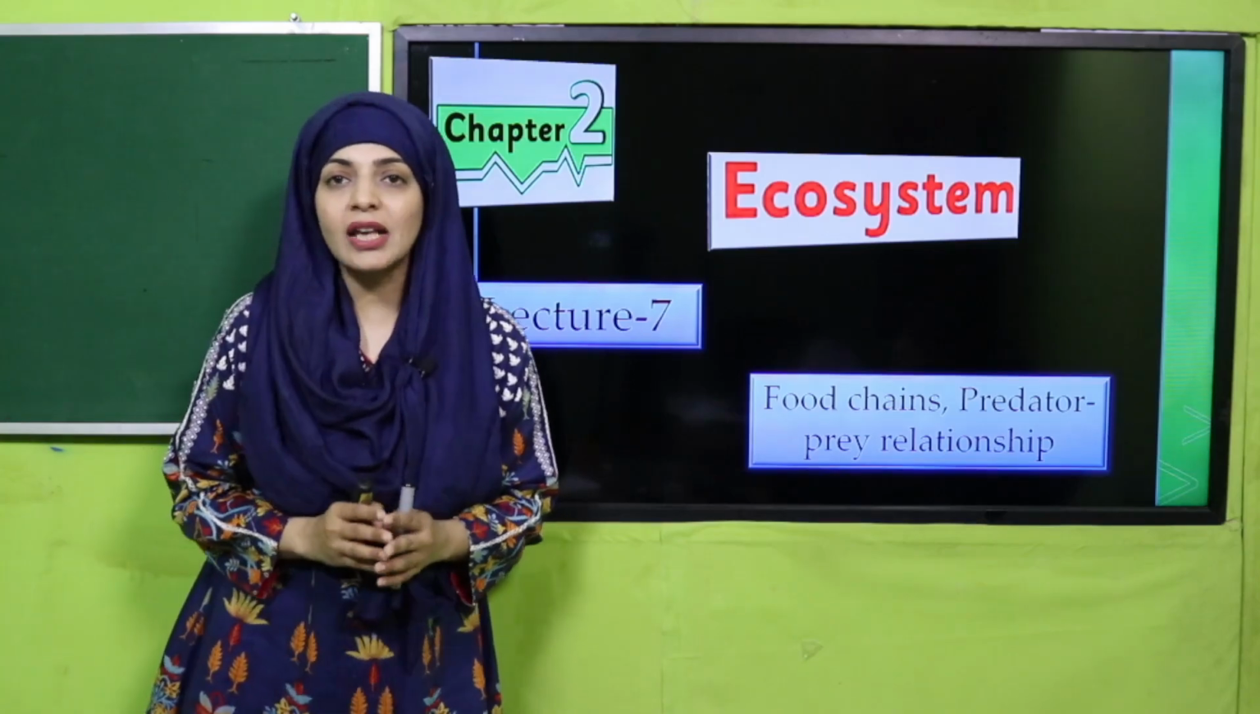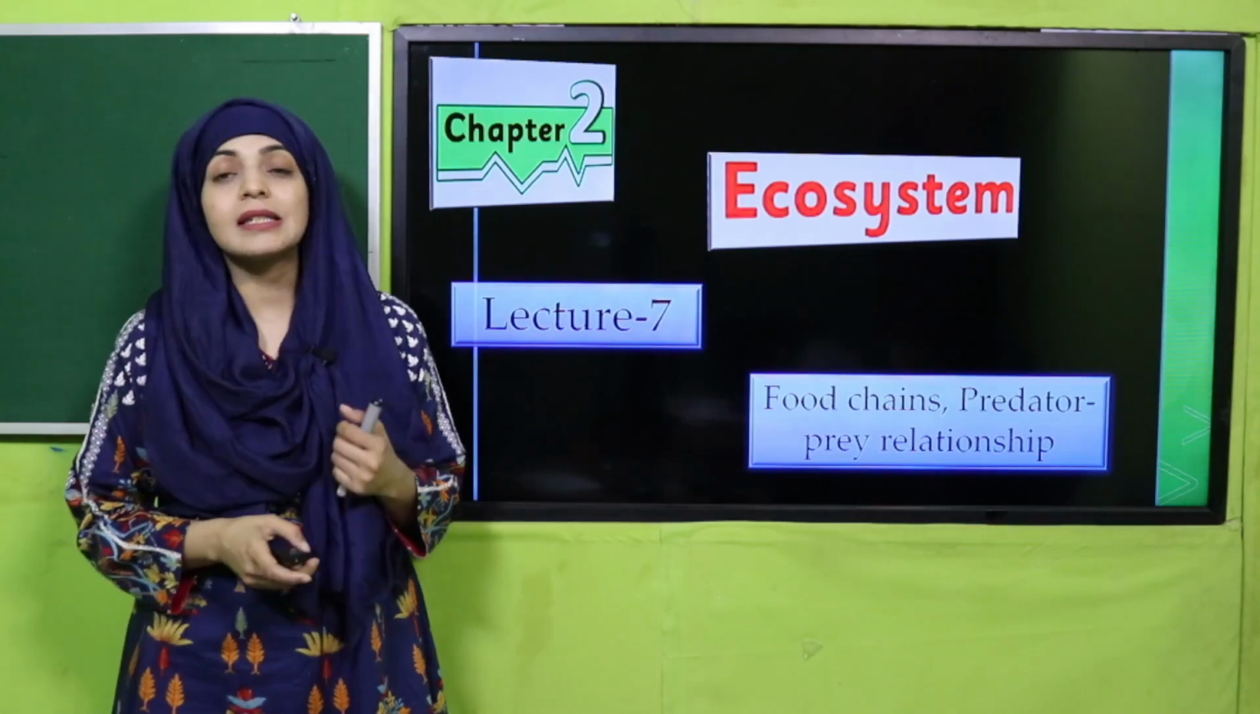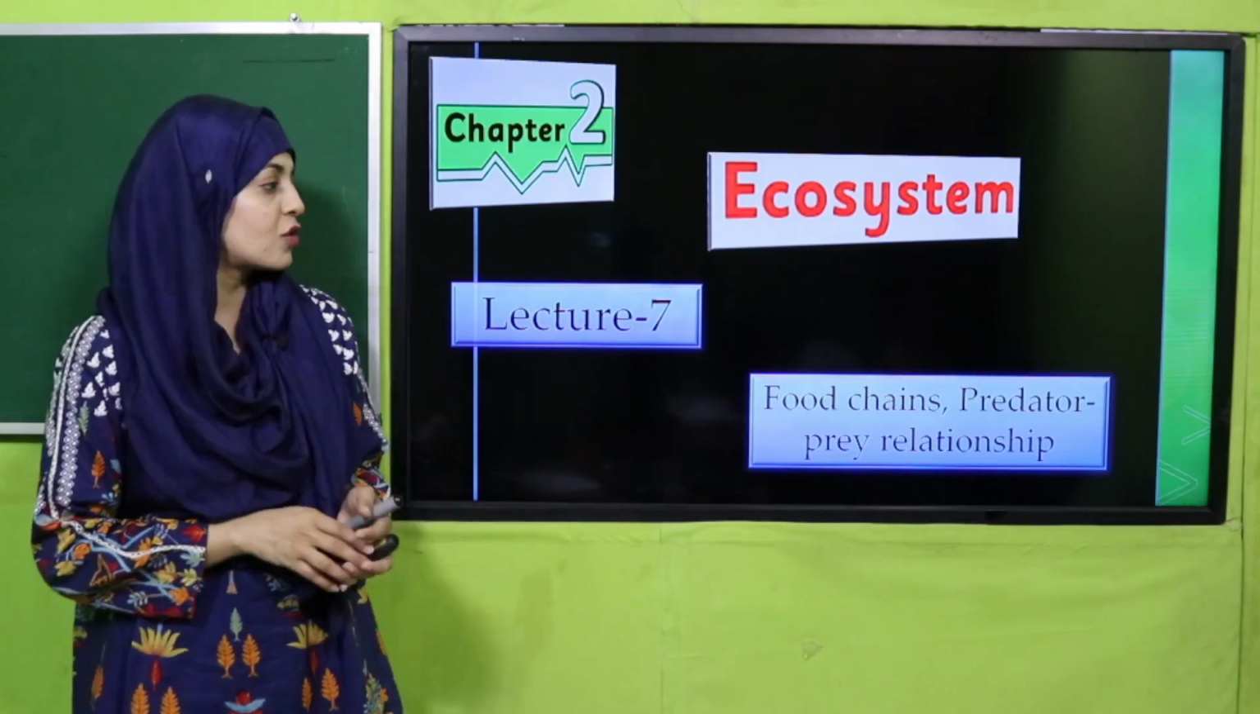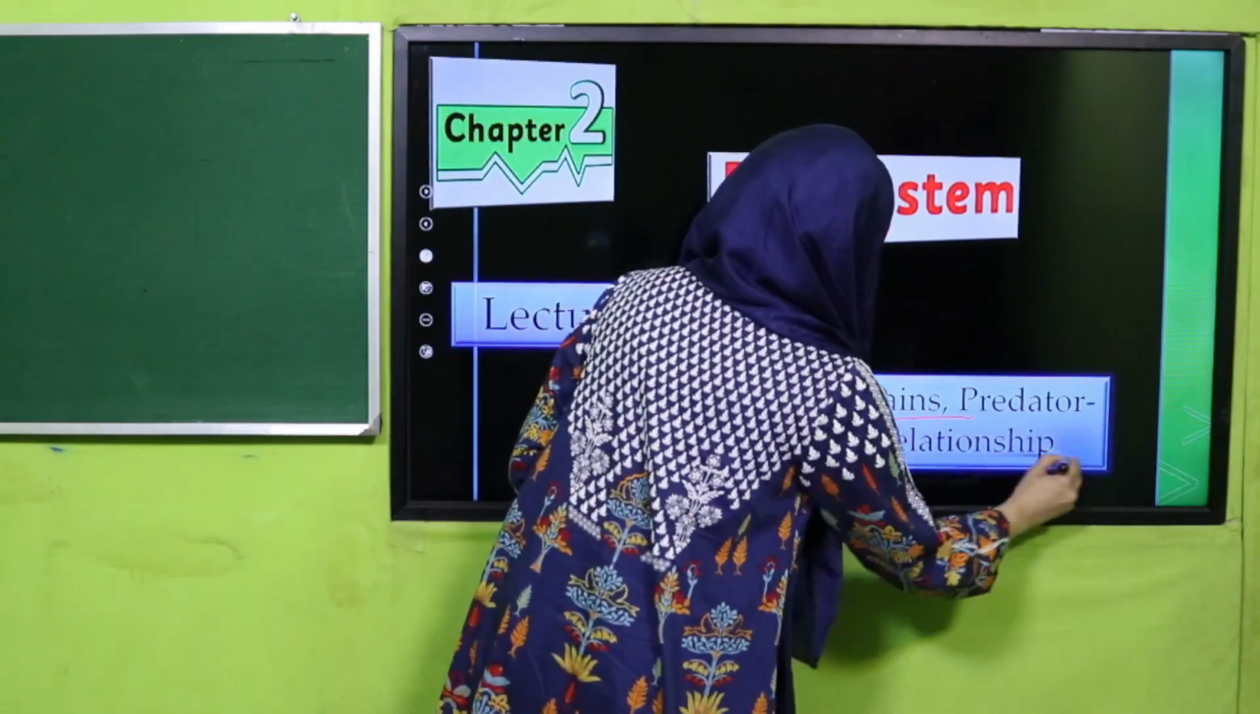My dear students, as you know, we have started unit number 2, ecosystem, and today I will deliver its 7th lecture. In today's lecture, we will discuss food chains, and the predator and prey relationship.